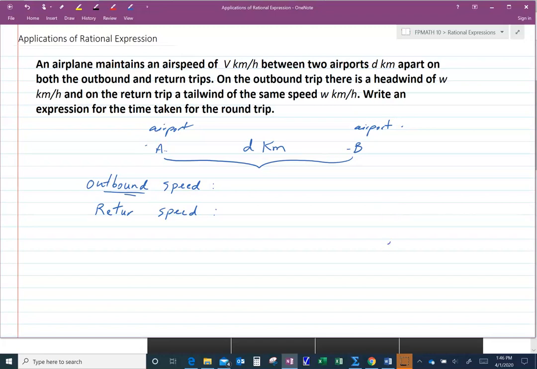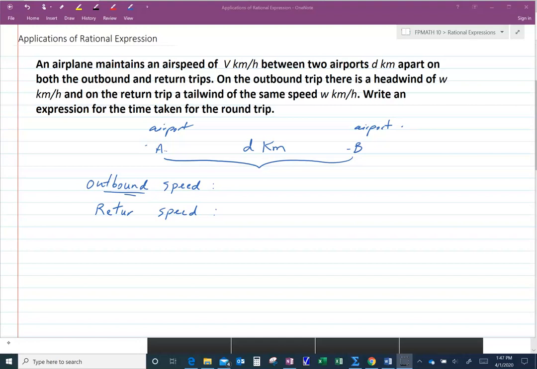Hello again. So today we are going to look at some application problems of rational expressions, and I put up a word problem there for you. So take a look at it, pause the video, copy the problem if you don't have it, and then we can talk about it.